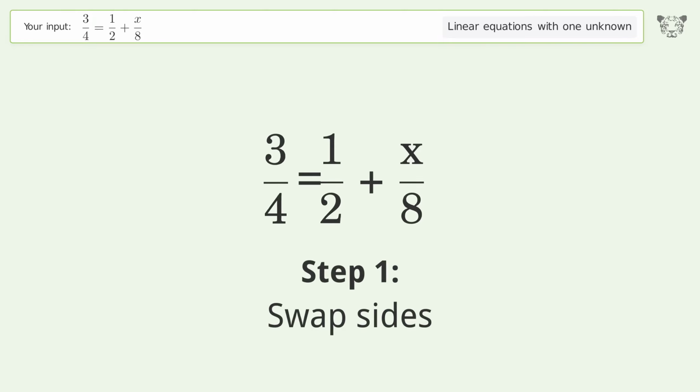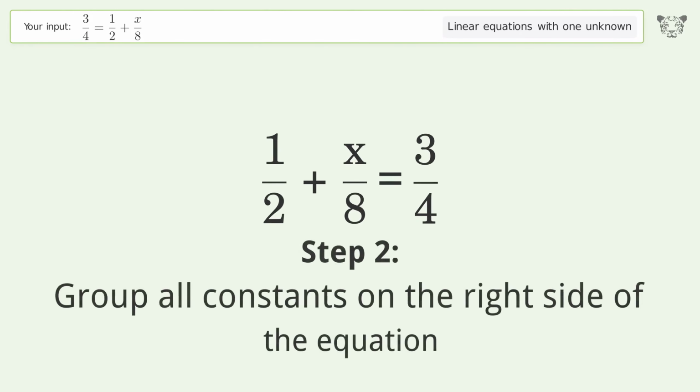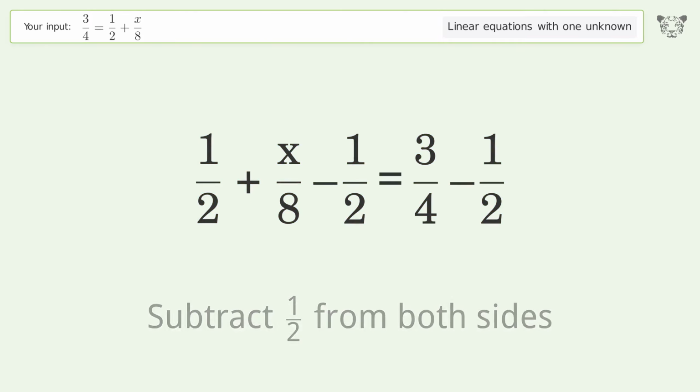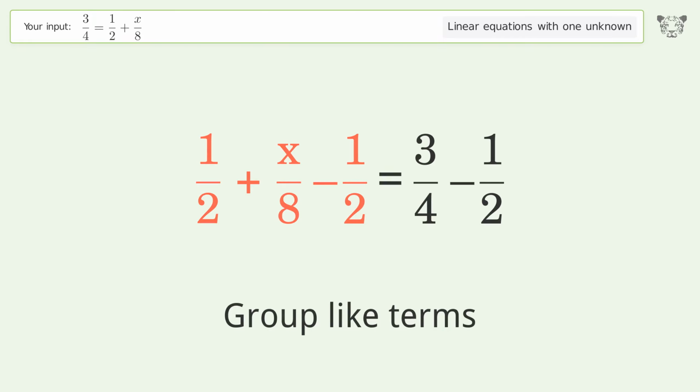Swap sides. Group all constants on the right side of the equation. Subtract 1/2 from both sides. Group like terms.